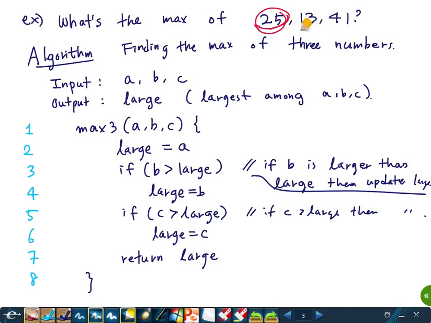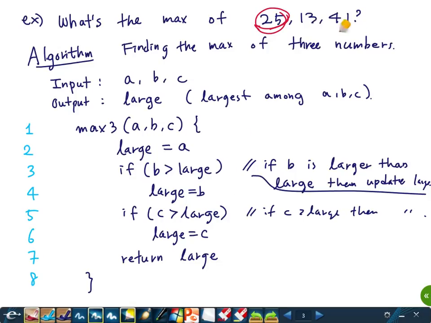And then you go to the next line or next number, and large is 25. Which one is bigger? 25 and 13. 25 is bigger, right? So large is bigger than this, so we don't do anything. This is performed only if this is true. This is not true, so large is still 25 because we don't update large.